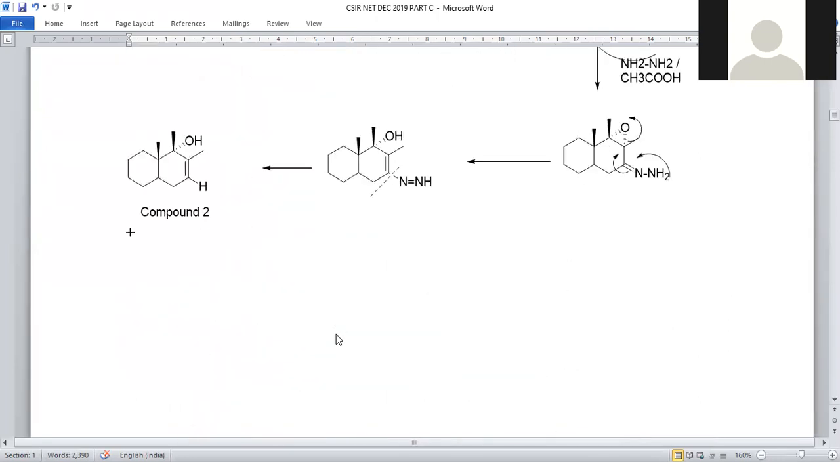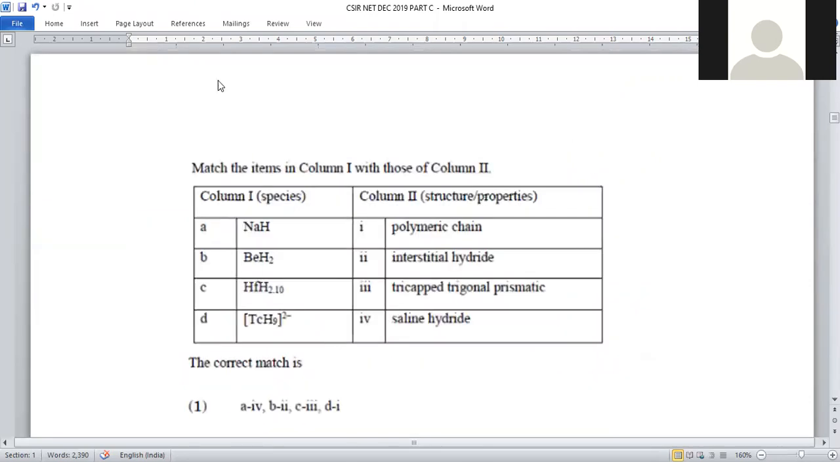Now let us move on to the next question. Match the following. Here 4 different hydride compounds are given: sodium hydride, beryllium hydride, hafnium hydride, technetium hydride. We have to match with either the structure or properties of these compounds, right? Sodium hydride, being a first group element, always first group elements are saline in nature, salt in nature. It is a part of saline hydride.